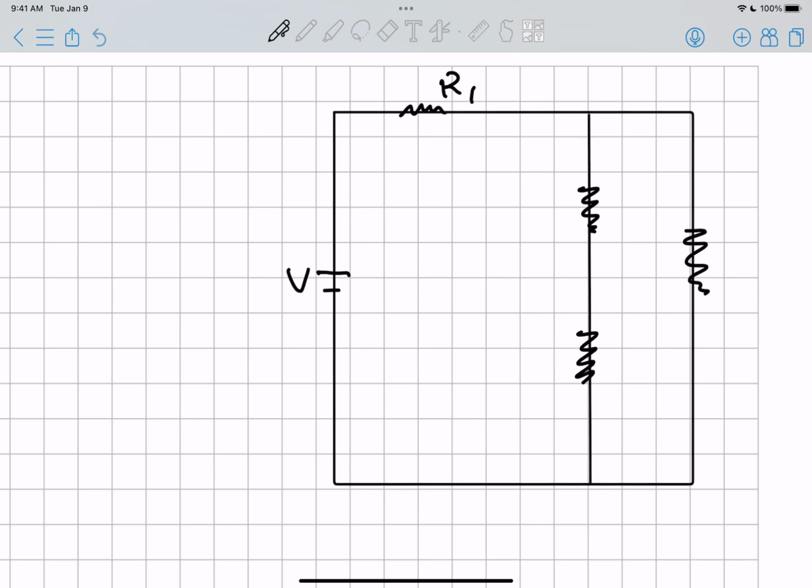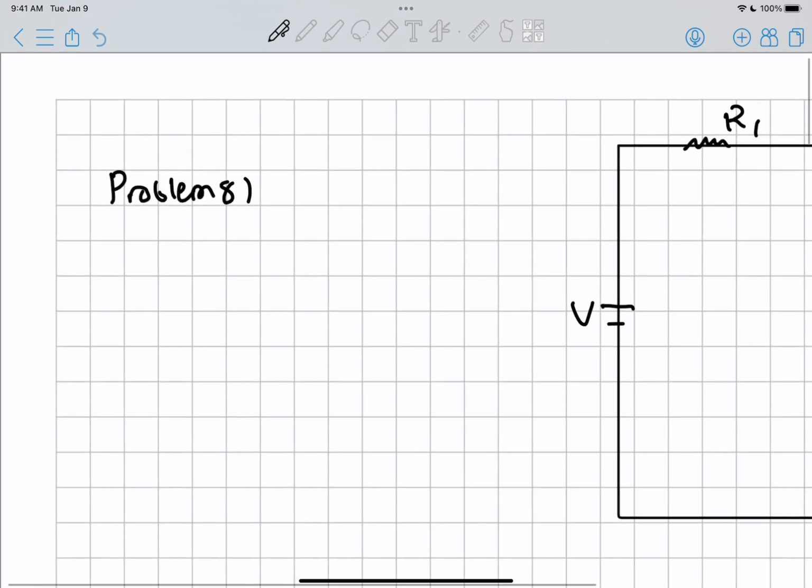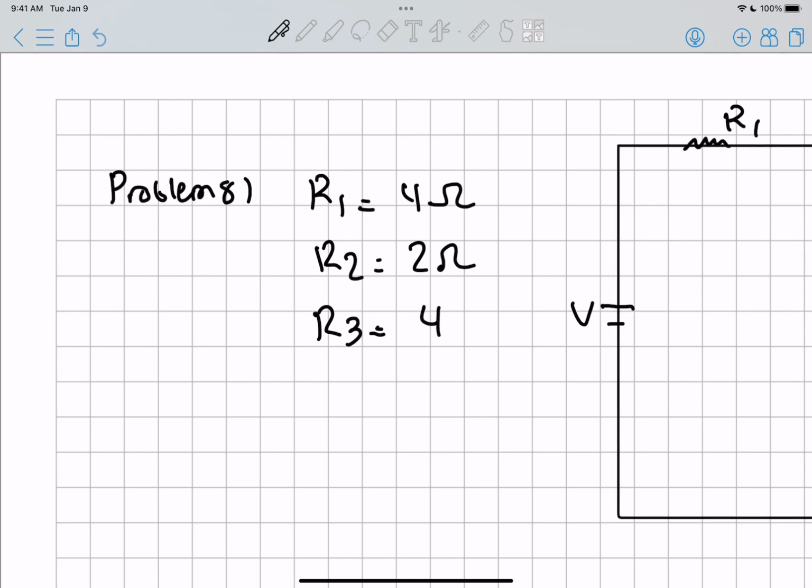So this is R1, R2, R3, and R4 that they've labeled for us, right? They have R1 as being 4 ohms for its resistance, R2 as being 2 ohms, R3 being 4 ohms, and R4 being 3 ohms, okay? So resistance is measured in ohms once again.